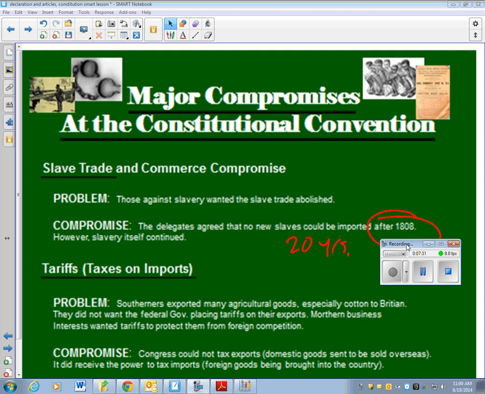All right. Then we had a problem on taxes on imports. All right. South was exporters, North was importers. We talked about that feud earlier on. And they came to an agreement that Congress could not tax any exports. And that's still in place today. No goods leaving the country can be taxed, but we can put a tax on imports, which we know to be called a tariff. Okay. So that was going to keep the North happy. And we'll see a feud over that later on in our history with Andrew Jackson.